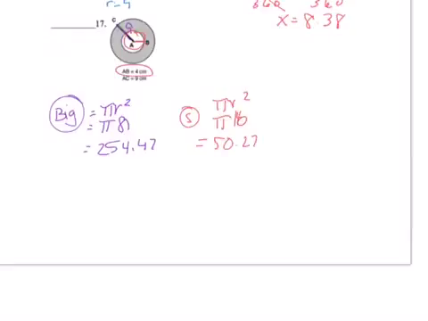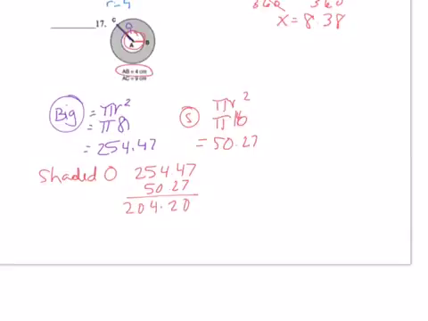Okay, so now I just need to subtract those two to get the area of the shaded. So shaded circle, it's 254 and 47/100 minus 50 and 27/100, which equals 204 and 20/100.